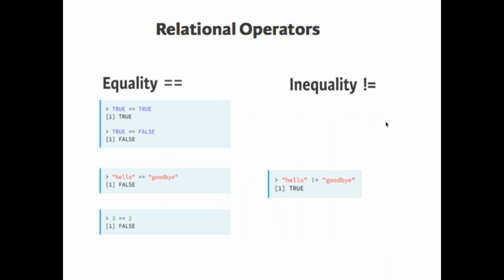Now let's look into relational operators in R. In R, the equality sign is a double equal to sign, and the inequality sign is written like this. TRUE is equal to TRUE is true, TRUE is equal to FALSE is false, hello is equal to goodbye is false, and 3 is equal to 2 is false. Hello is not equal to goodbye is true.